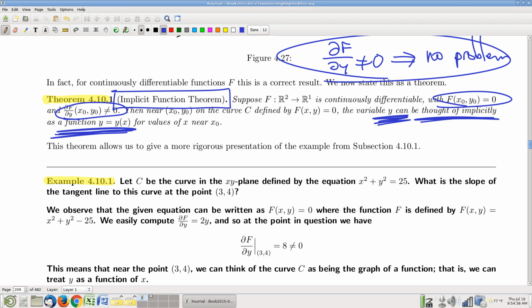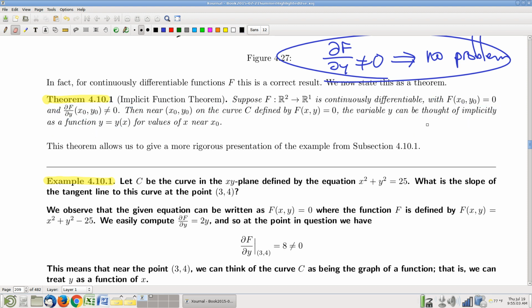The implicit function theorem doesn't tell you anything about how to find y prime. It just gets you over that one little hurdle of, wait a minute, did I just write down nonsense? So it tells you that, yes, you can go ahead and call it a function of x, and then you still have to do the implicit differentiation. So this just kind of gets over that one little hurdle.